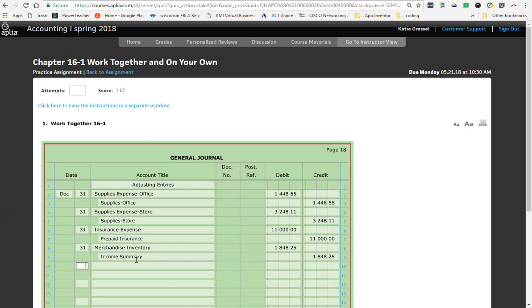So I have A, B, C, and D in there. C was insurance expense being debited for $11,000. Prepaid insurance will be credited for $11,000. Your next one will be merchandise inventory. You'll notice it is being debited, so that one needs to go first. So merchandise inventory is going to be debited for $1,848.25. So the account, therefore, that will be credited is going to be income summary for $1,848.25, excuse me.